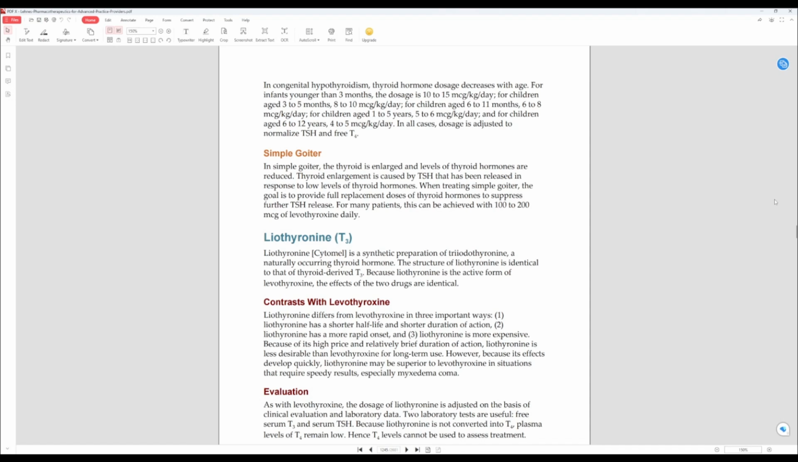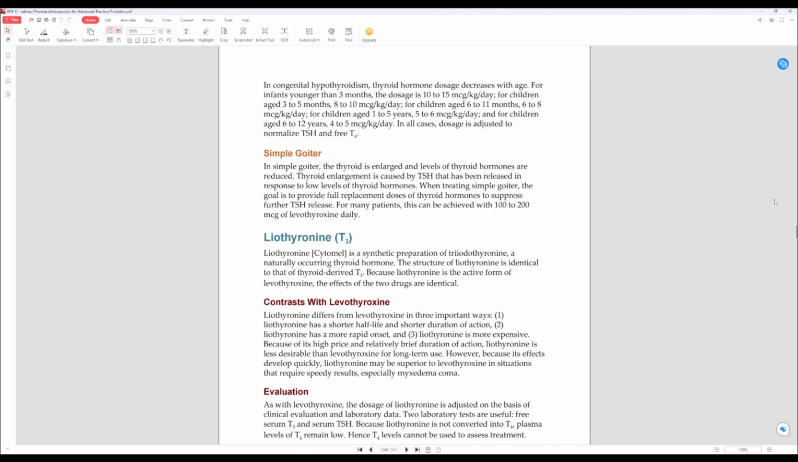For children aged 1 to 5, 5 to 6 micrograms per kilogram per day. And for children aged 6 to 12, 4 to 5 micrograms per kilogram per day. In all cases, dosage is adjusted to normalize TSH and free T4.